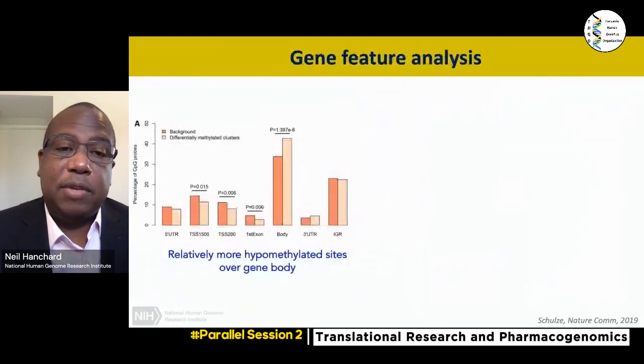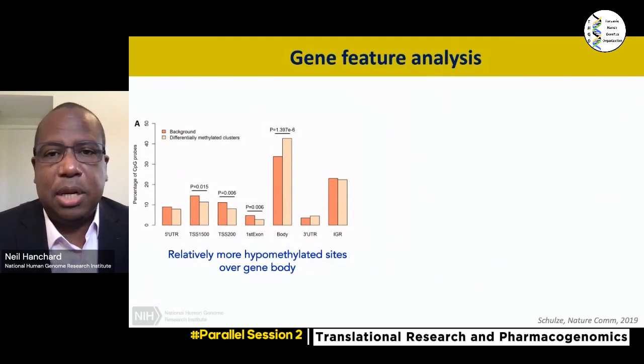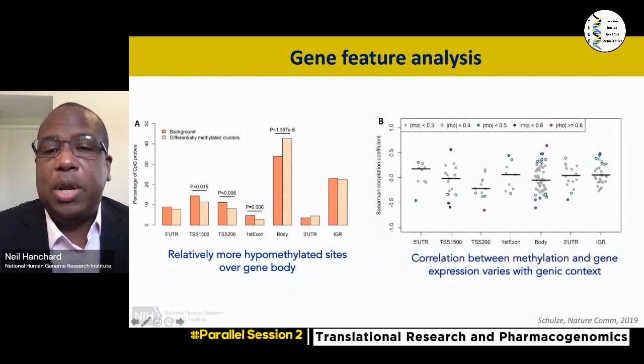So we wanted to give this some additional context. So we looked at where these differentially methylated sites were. And you can see that relative to background, we see an enrichment over the gene body. The relationship between DNA methylation and gene expression is well understood at promoter regions to be inversely correlated. And so we had some paired RNA and DNA samples from some of the children.